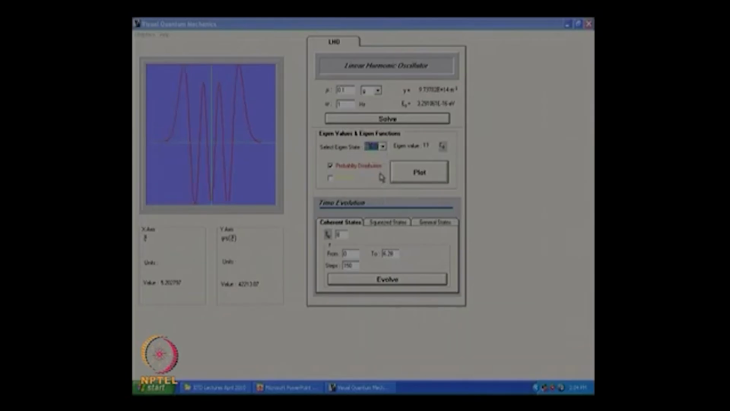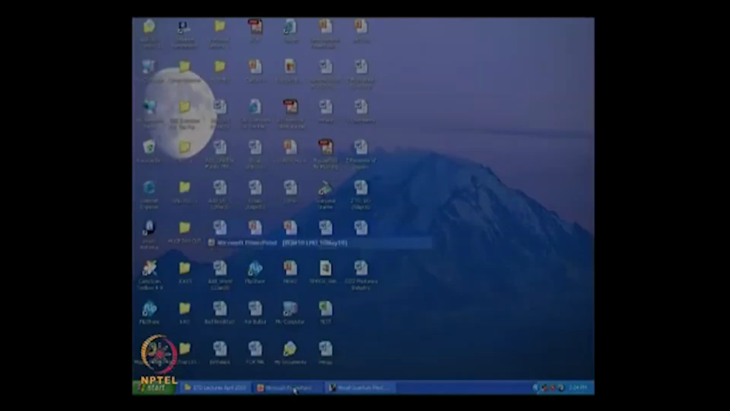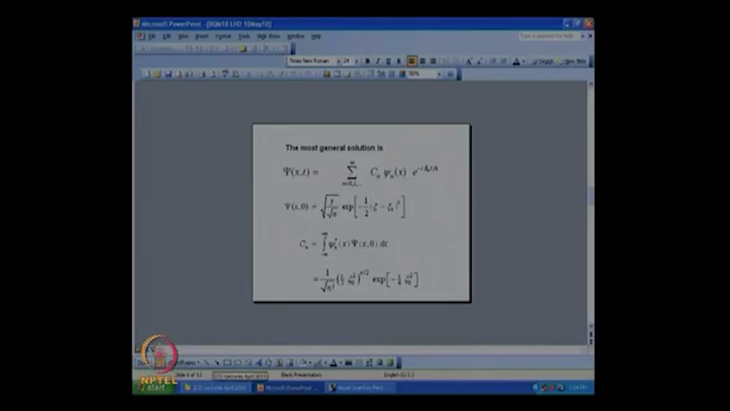These are the normalized Hermite Gauss functions, which are the eigenfunctions, and these are the corresponding eigenvalues n plus half h cross omega. So, this is for example psi 6 of x. This is a symmetric function of x. So, it is 1, 2, 3, 4, 5, 6 zeros. We will come back to this in a moment. So, these are my eigenfunctions.